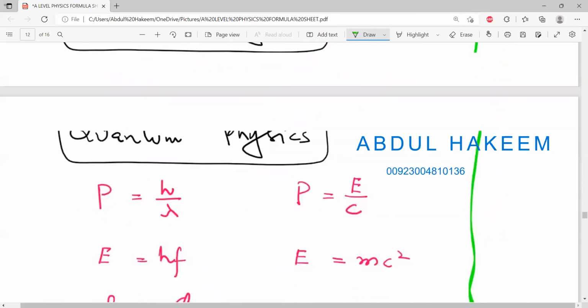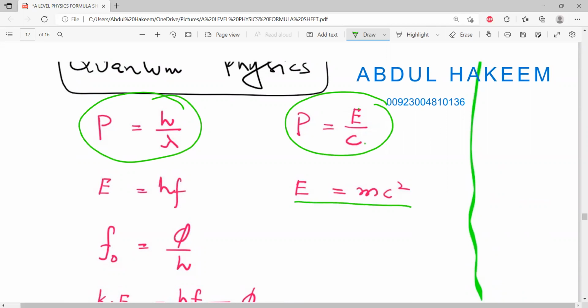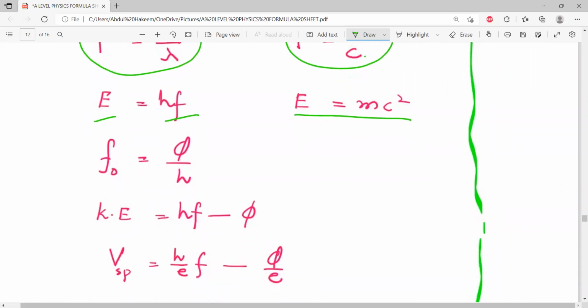Next is quantum physics. Momentum is h over lambda, the de Broglie equation. Momentum is also energy divided by the speed of light, because energy is mc squared, energy is hf, and the threshold frequency is work function energy divided by the Planck constant.